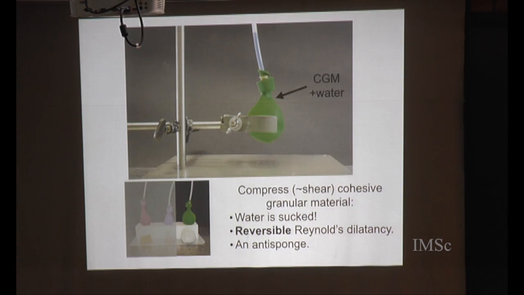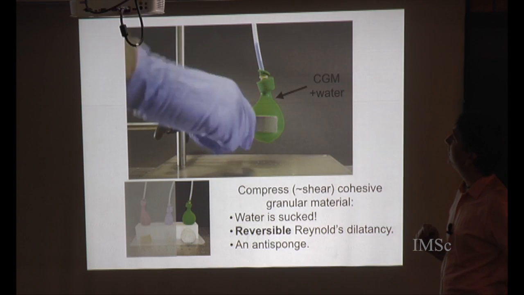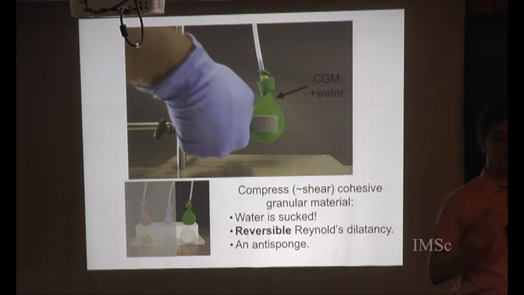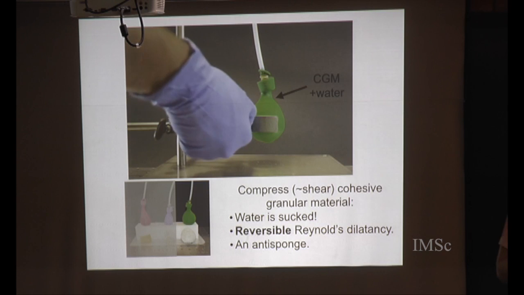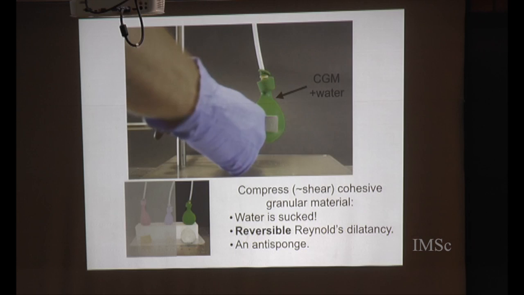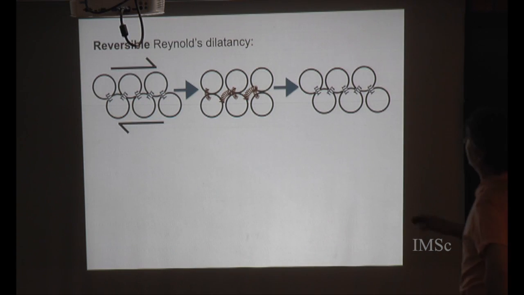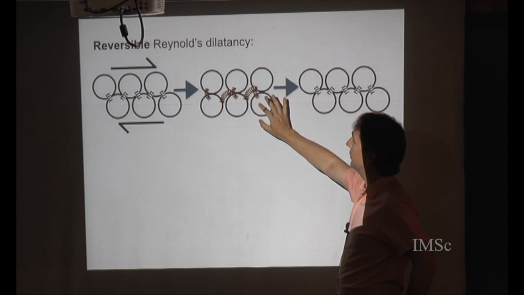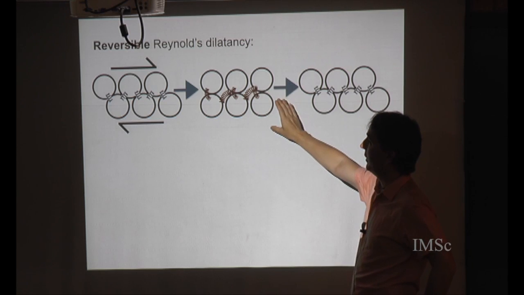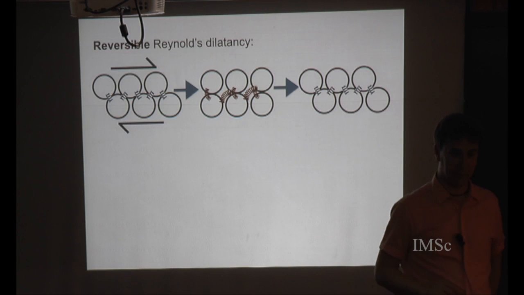If you take our material, it behaves like a granular material. Watch the water level. If you compress it, the water goes in, but it's a reversible Reynolds dilatancy. We're not actually restructuring the material. We're still putting small strains on, and so it's reversible, so like an anti-sponge. You can think of it as you have elastic bonds between this. You rearrange the particles, but they're still connected to each other. It's a minor change, has the Reynolds dilatancy phenomena, and then it's reversible.